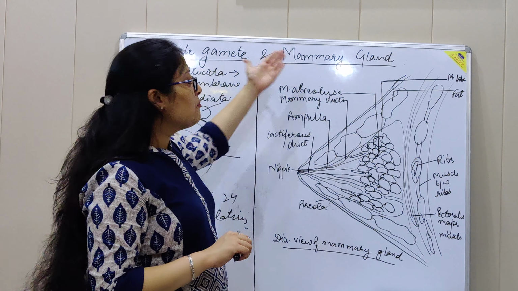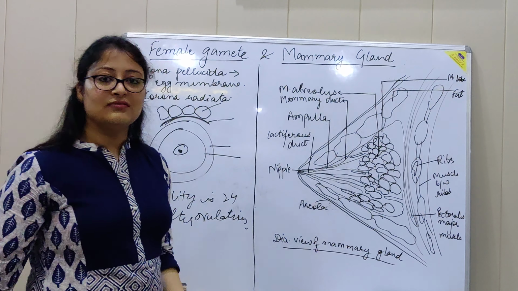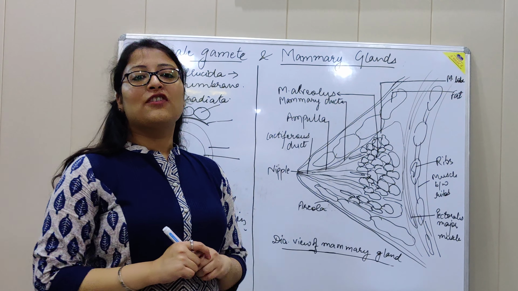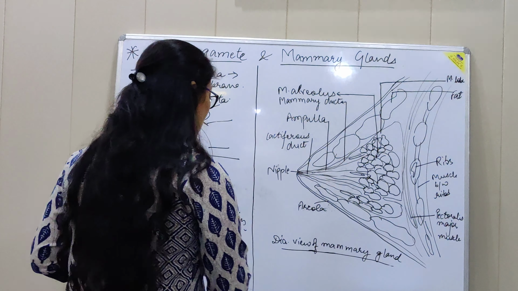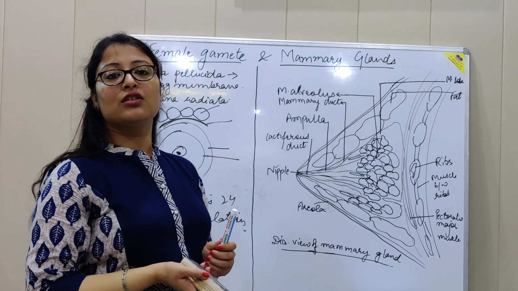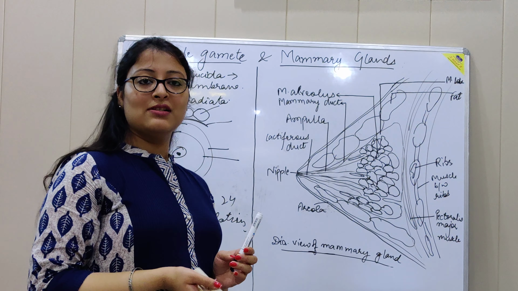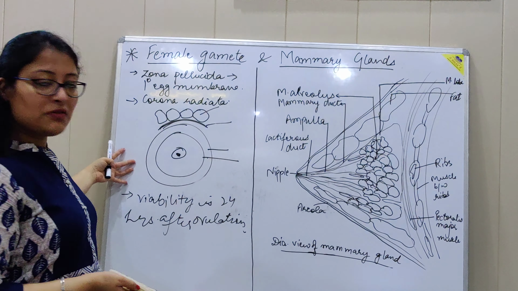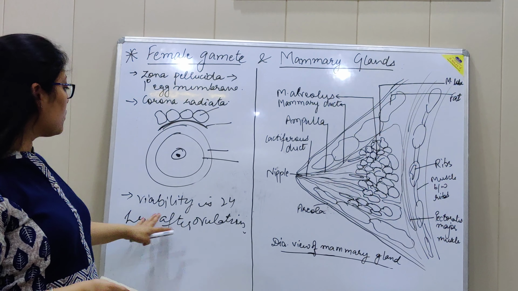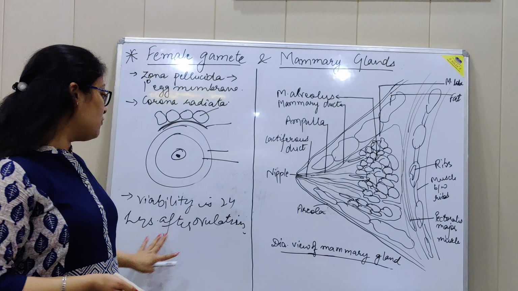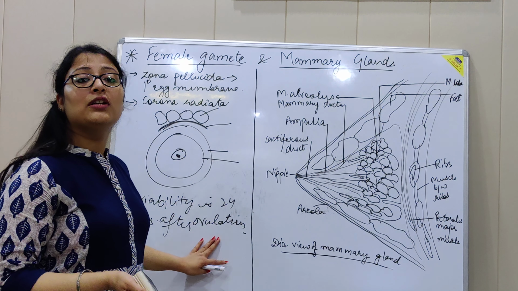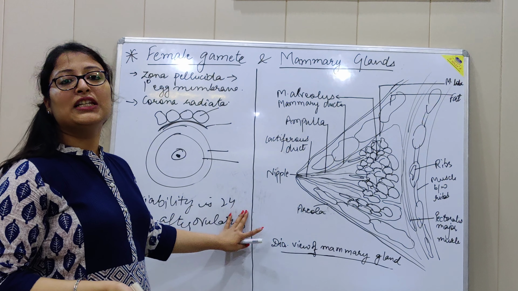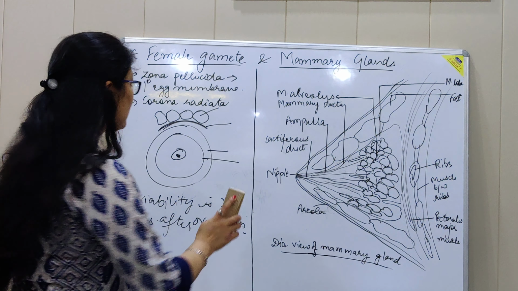Further, we come to mammary gland. Mammary glands are the functional structures, or functional mammary glands is the feature of all female mammals including humans. So this was about female gamete. Here last point was viability is 24 hours after ovulation. That is viability for fertilization. Viability for fertilization is 24 hours after ovulation. Okay, I'll rub this down.